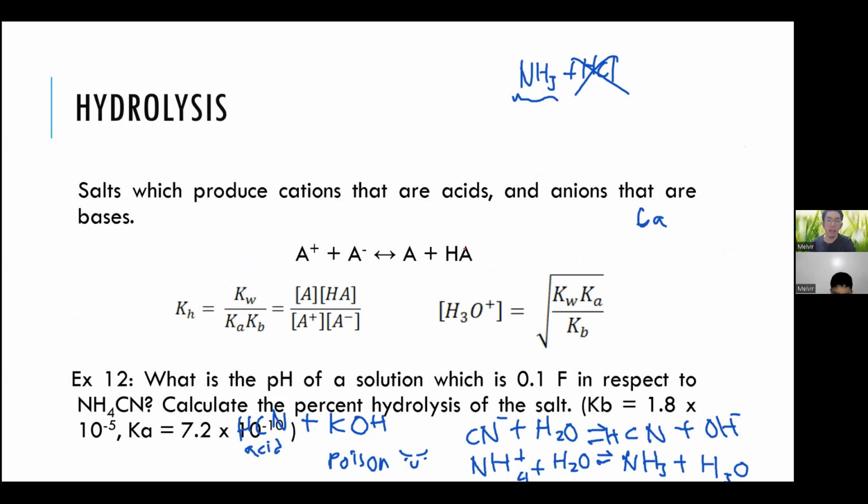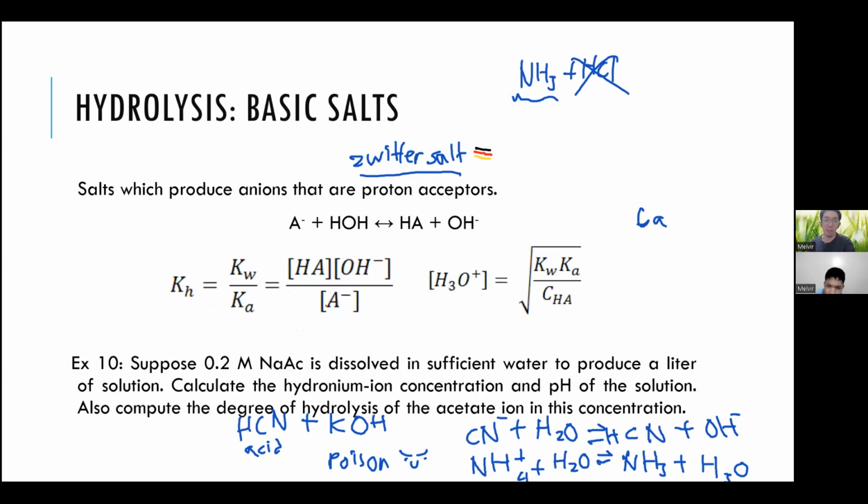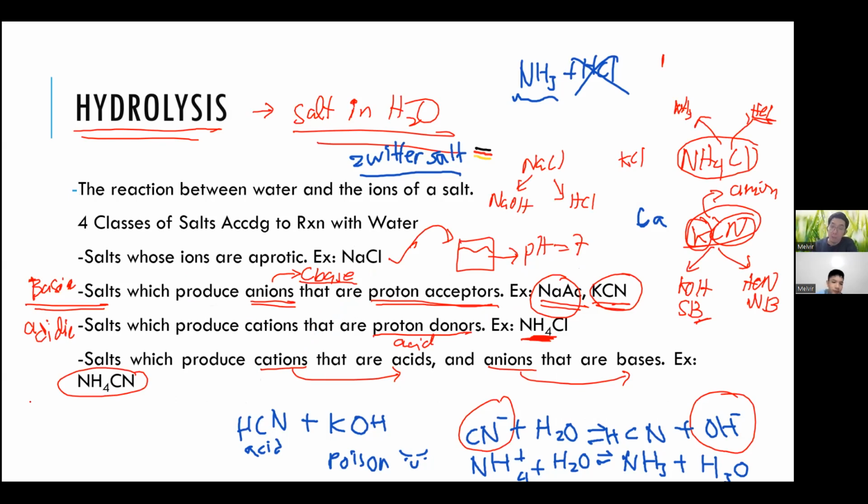There is no term for cations that are acids; it is not a zwitterion. It means the cation of this salt can act as a conjugate acid, while its anion can act as a conjugate base. The calculation for this is actually simpler. Let's say ammonium cyanide is an example. When you dissolve it in water, it forms ammonium ion, which undergoes hydrolysis like this, and cyanide ion, which undergoes hydrolysis like this. So it is dual. I forgot the term here, but it is not a double salt.